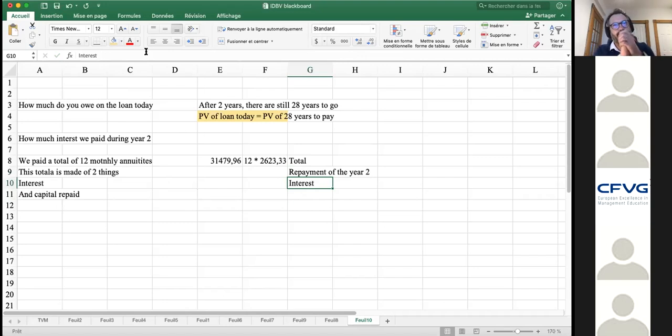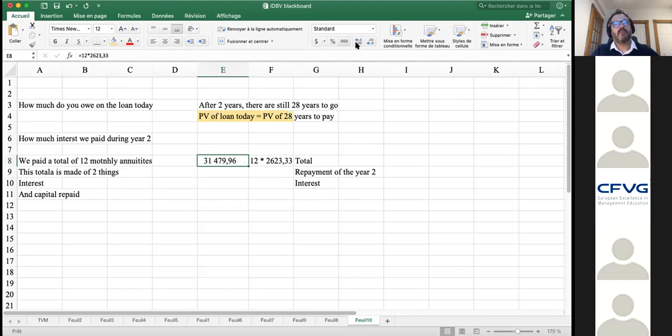Okay, so let me help you. In the year 2, paid in year 2. And actually, total paid. So the total we paid in year 2 is 31,479.96. Okay, and as I said, this total is made of two things only: interest you repay during the year and capital you repay during the year.